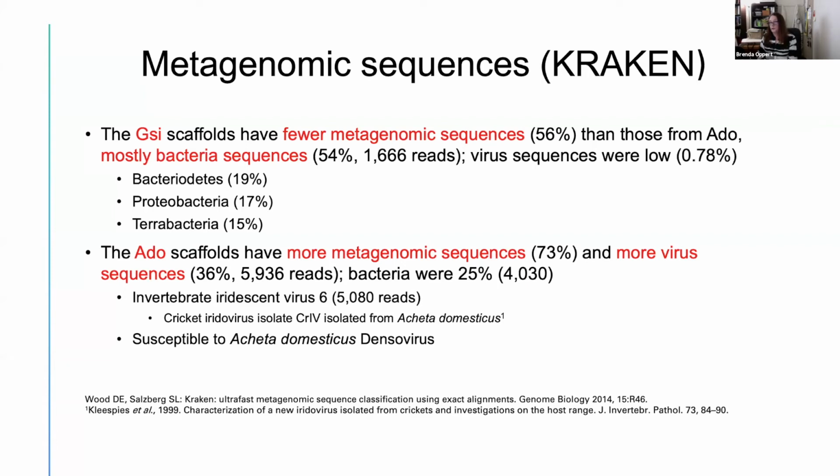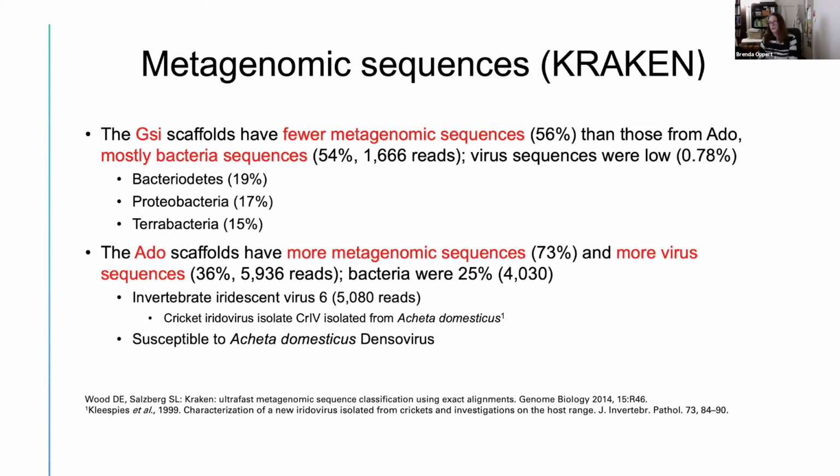We used KRAKEN to evaluate the scaffolds for the metagenomic sequences, and we know from Sergey's talk at Plant and Animal Genomics that when you do the assemblies with PacBio, you also can assemble the metagenomic sequences, and in fact that's what happened with these crickets. In the banded cricket, about half of the scaffolds were contributed to by metagenomic sequences, and mostly those were from bacteria.